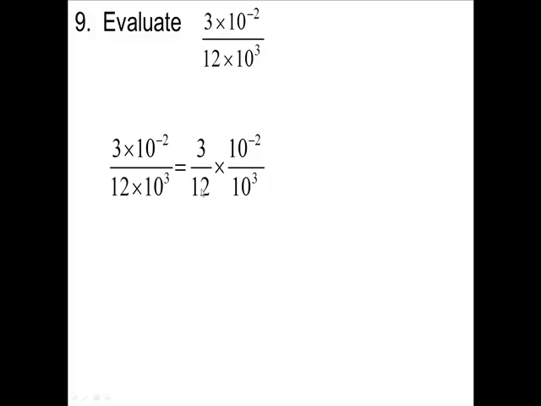3 over 12 can be reduced. What numbers do they have in common? You would divide top and bottom by 3, wouldn't you? Okay? 3 over 3 is 1, and 12 over 3 is 4. So you'd end up with 1/4.